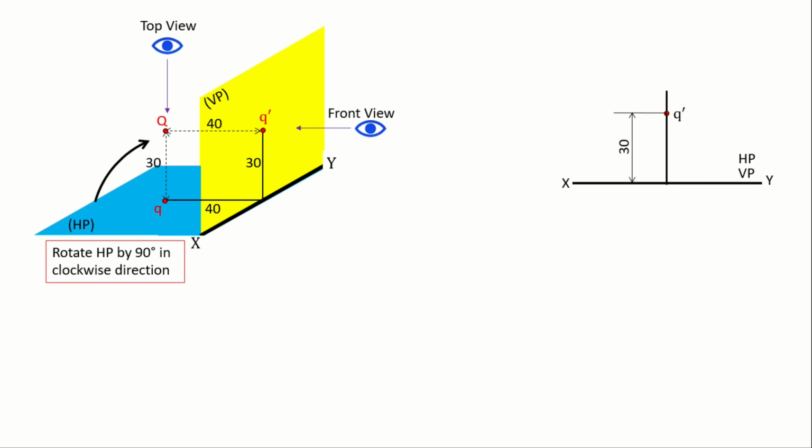Therefore, measure height of 40 mm above XY, locate the point Q. This point Q is 40 mm above XY. So, in the case of second angle projection, both the front view and top view will be above XY. Now, let us draw the projection.